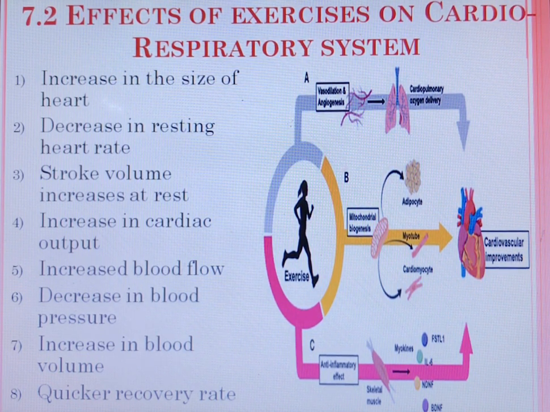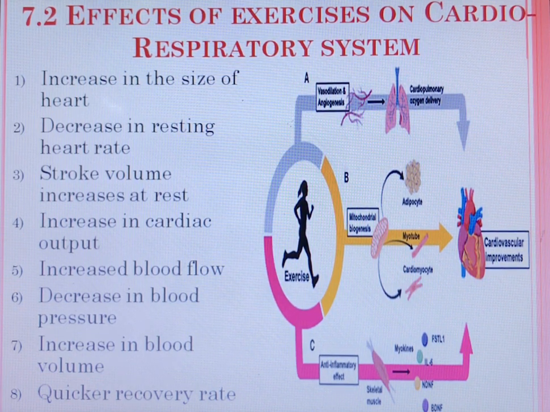The seventh point is increase in blood volume. When we perform exercise regularly, plasma volume can be increased. Through that, the blood volume is also enhanced. Our body produces a greater number of red blood cells to provide enough oxygen to muscles during heavy exercises.